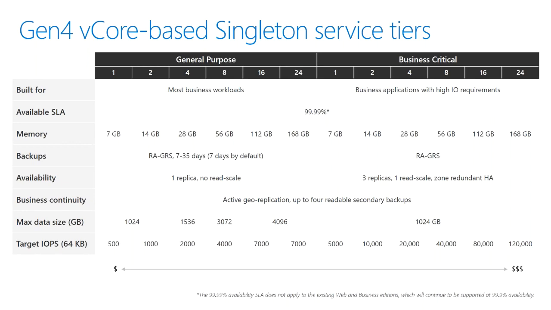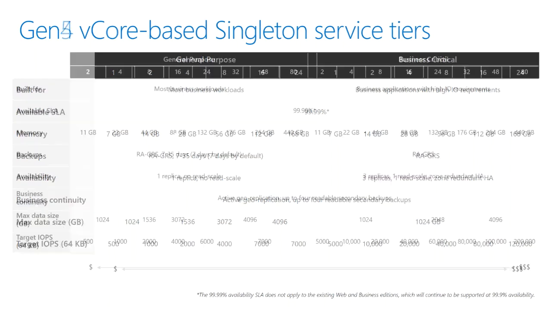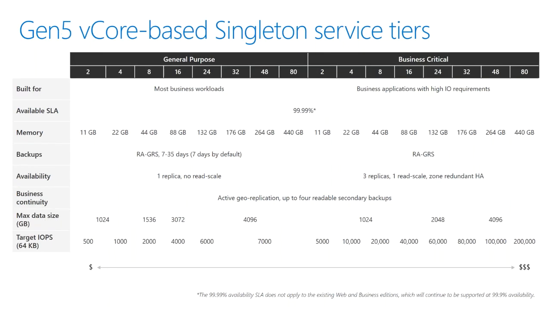So the Gen 4 vCore Singleton Services tier, as we said, general purpose versus business critical. We see that for general purpose we can have up to 168 gigs of RAM, the same as with business critical, up to 24 cores. With business critical, I am getting the additional replicas, the 1 read scale and zone redundant HA, and we see up to 120,000 IOPS, which is very high power processing. And with the Gen 5, which is the Broadwell processor, we can now have up to 80 cores and 440 gigs of RAM, 3 replicas in the HA environment with the 1 read scale, zone redundant, and 200,000 IOPS, which is really getting up there in the processing.